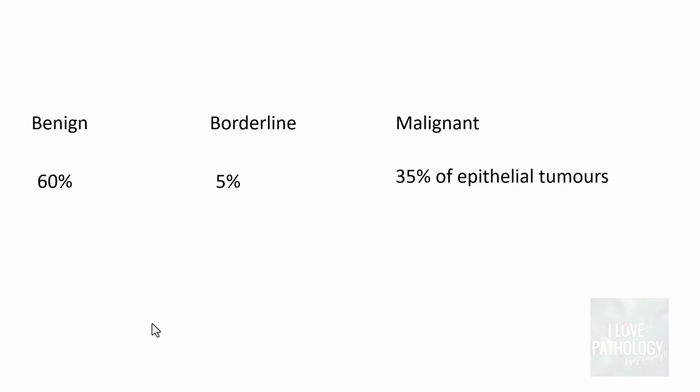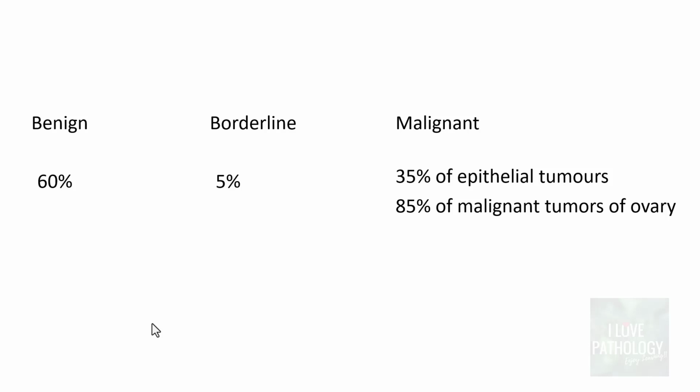See, broadly, all these surface epithelial tumors are categorized as benign, borderline, and malignant tumors, of which benign constitutes the most common ones. Around 60% of tumors are benign, 5% are borderline tumors, whereas 35% of all epithelial tumors are malignant. Even though it constitutes 35% of epithelial tumors, it constitutes around 85% of all malignant tumors of the ovary. Okay, so the most common type of malignant tumors of the ovary are surface epithelial tumors, ovarian carcinomas, right?